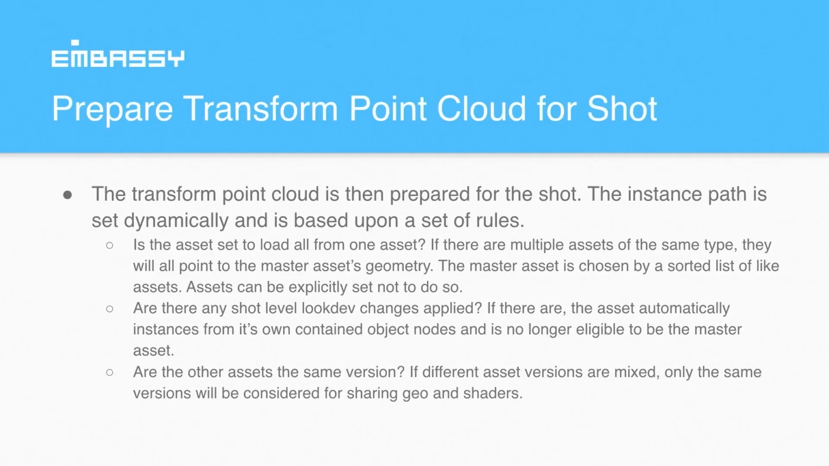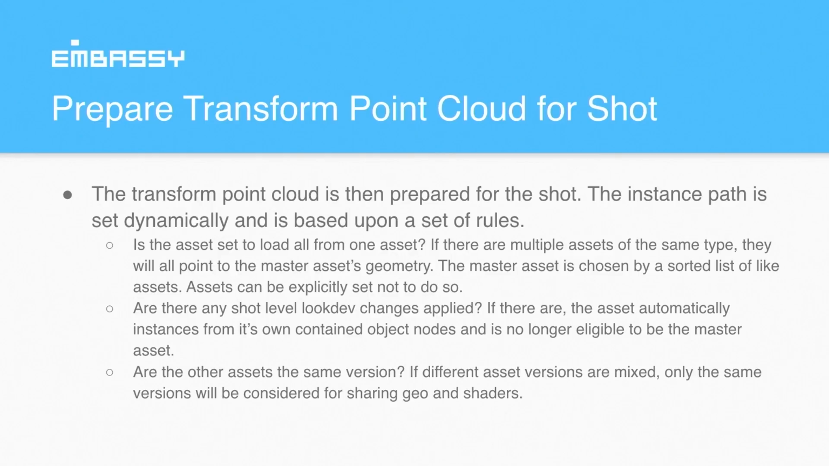We then prepare the transform point cloud for the shot. The instance path is set dynamically and is based upon a set of rules. Is the asset set to load all from one asset? As I was mentioning, all of our assets, if it's multiple elements of the same type of asset, they're all going to instance from one master asset. The master asset is actually just chosen by a sorted list of the same assets.